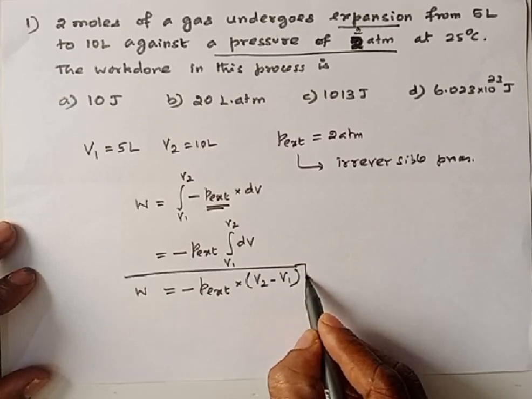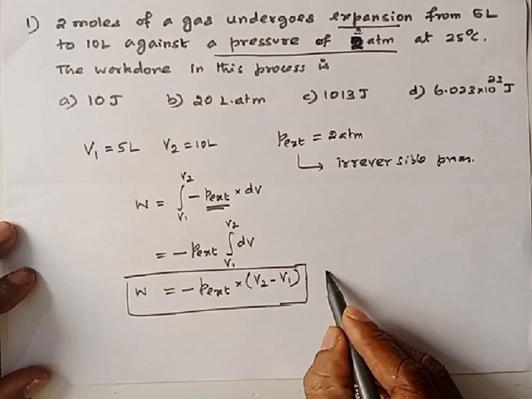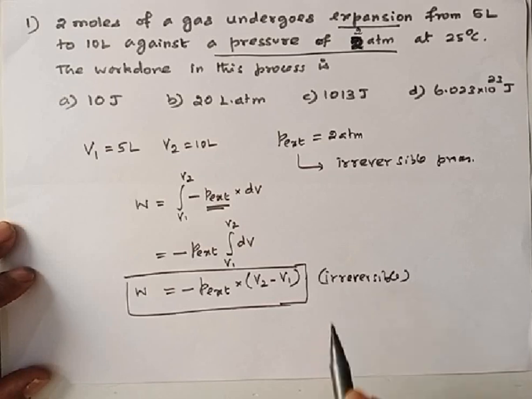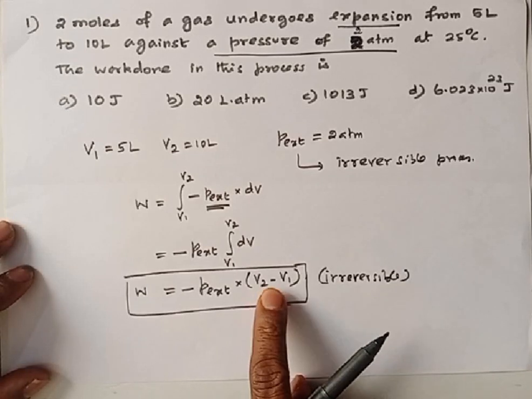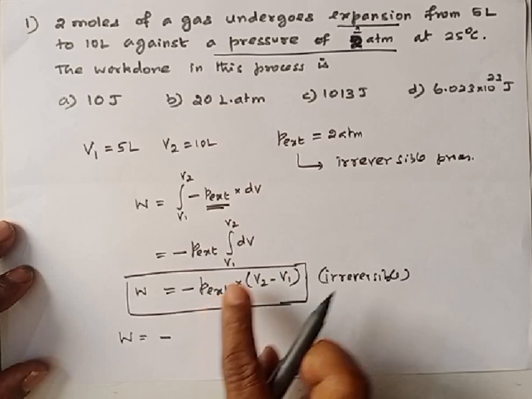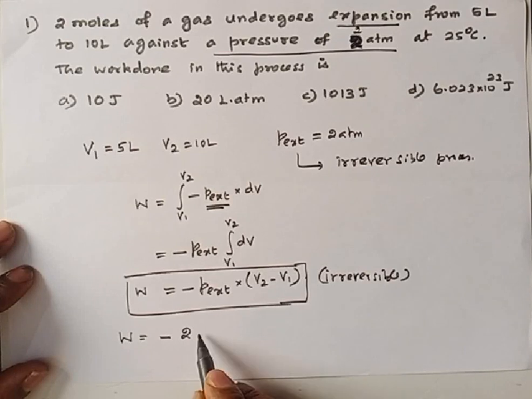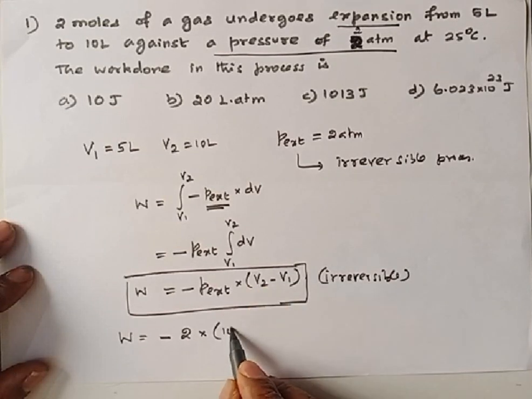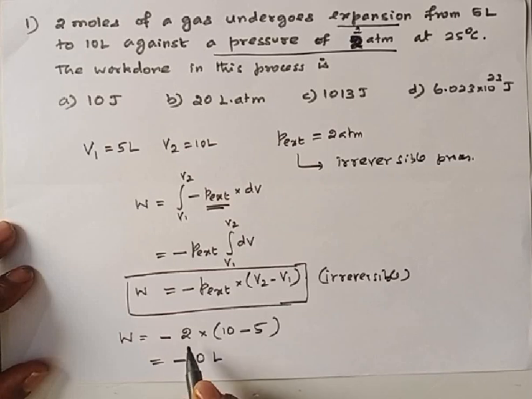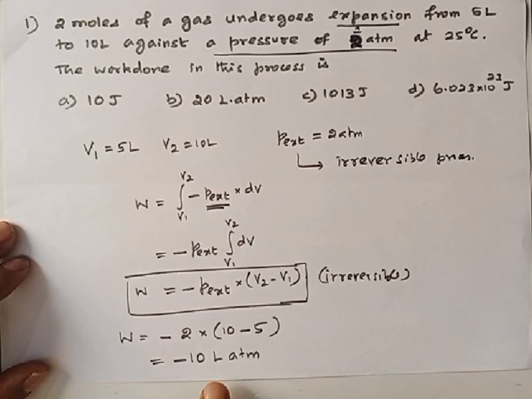This is the work done formula for irreversible process. Whenever the process is irreversible, then this is the work done formula. Here V2 is final volume, V1 is initial volume. So now W is equal to minus external pressure, which is 2 atmospheres, into final volume 10 liter, initial volume 5 liter. So 10 minus 5 is 5, 5 into 2 is 10. So you will get minus 10. This volume unit is liter, pressure unit is atmosphere. So we will get the answer as minus 10 liter atmosphere.